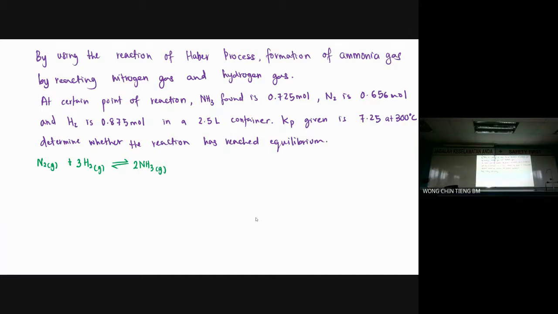Can we use the moles straight away? Cannot, right? So the number of moles must be converted to molarity. Is there a volume?